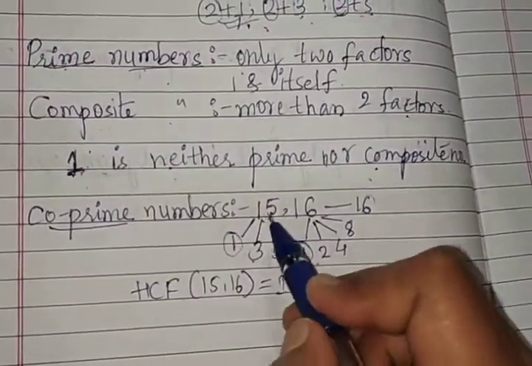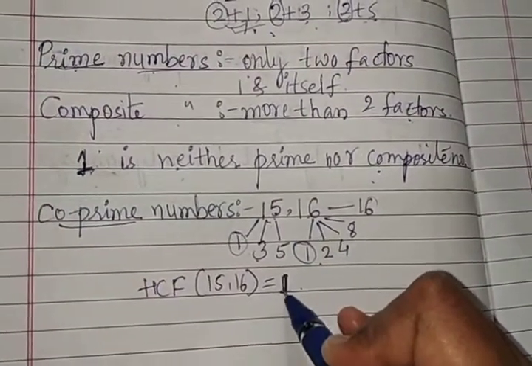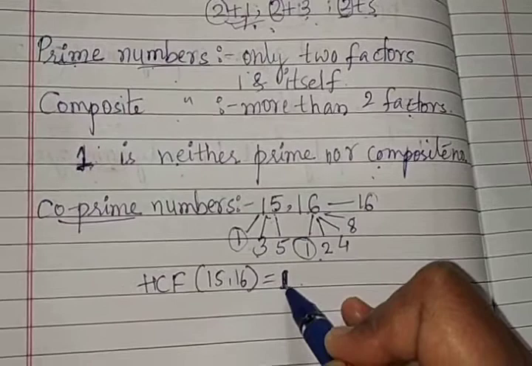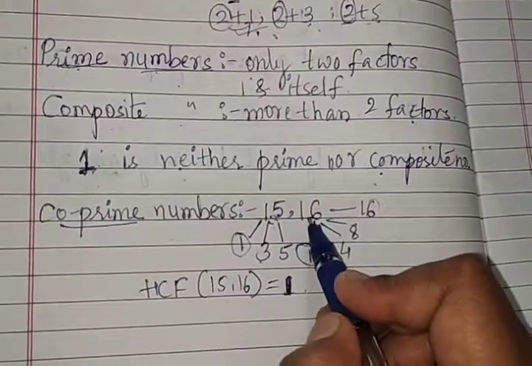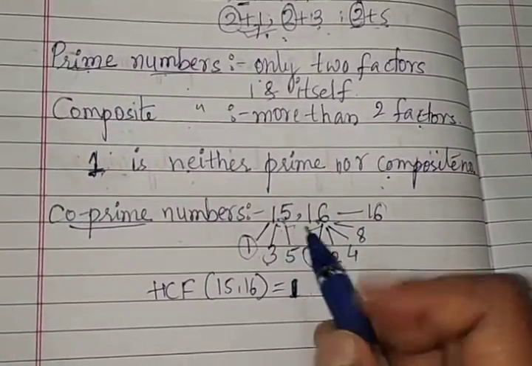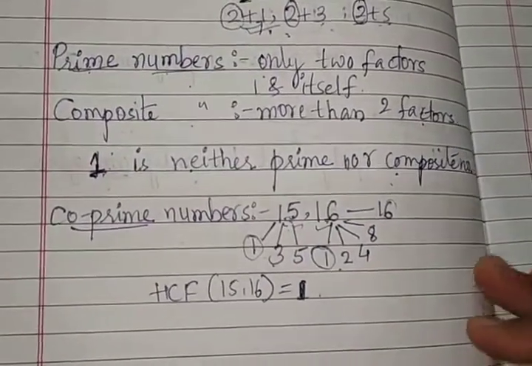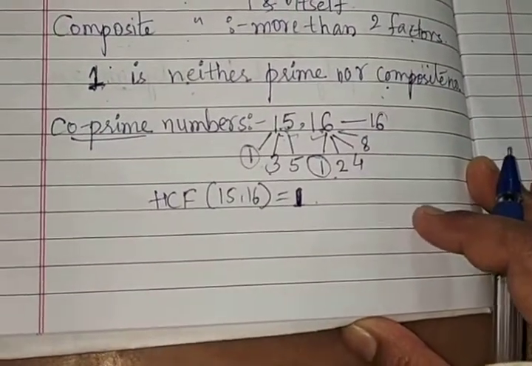That means numbers which have the highest common factor as 1, where there is one and only one common factor in both numbers, are called co-prime numbers, whether they are composite numbers or prime numbers. You can take any two numbers and try the factors and common factors.